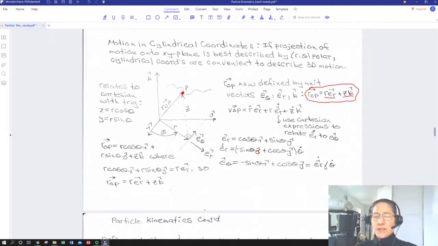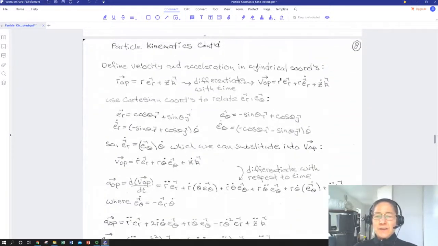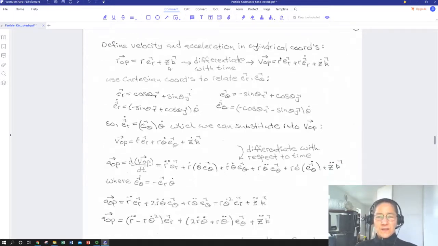So now I have a relationship between a unit vector that isn't going to change with time in this expression and one that is changing with time. So basically I can say that my r hat first derivative with time is equal to my theta hat times the rate of change of theta with time. So I can drop down, differentiate with time, and a lot of this is rewritten.